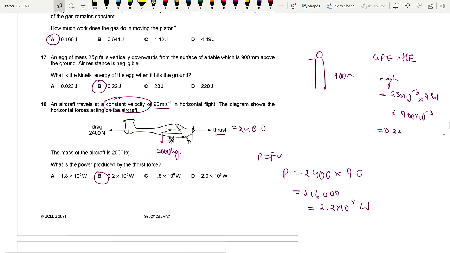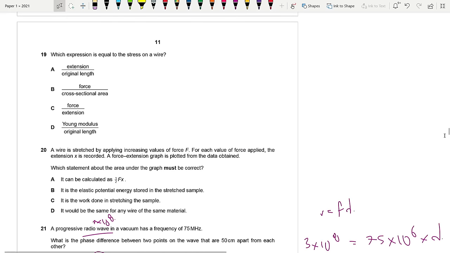18 is B. 19. Which expression is equal to stress? Stress is basically force by cross-sectional area, okay? So 19 is B. Understood?